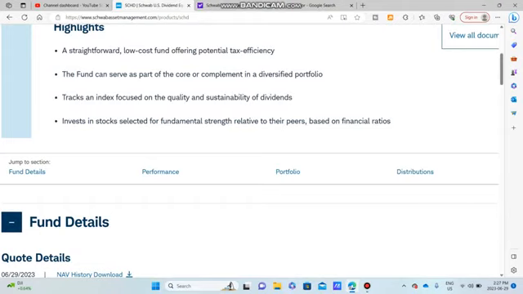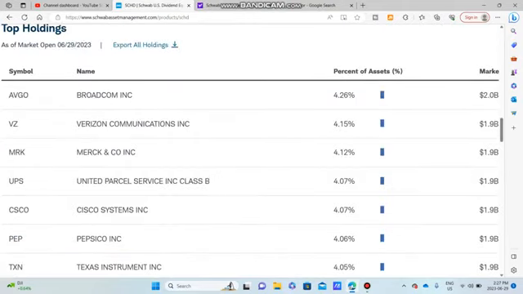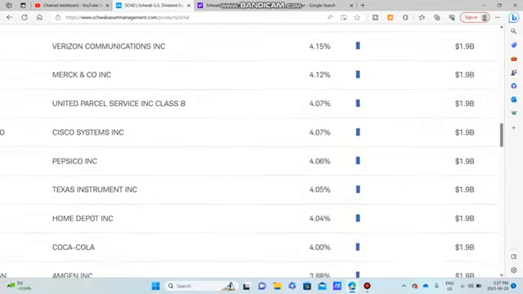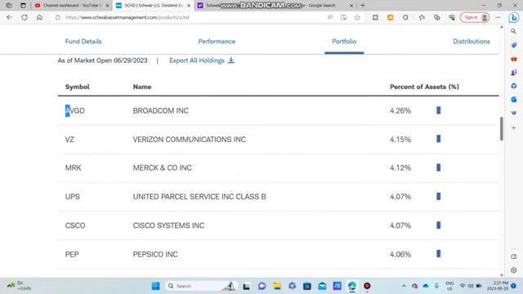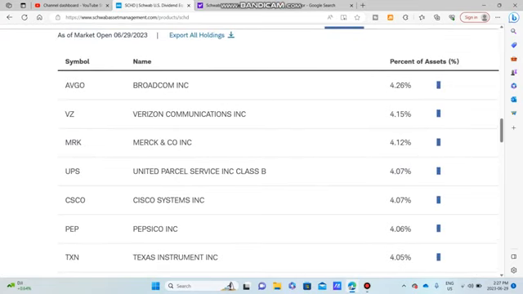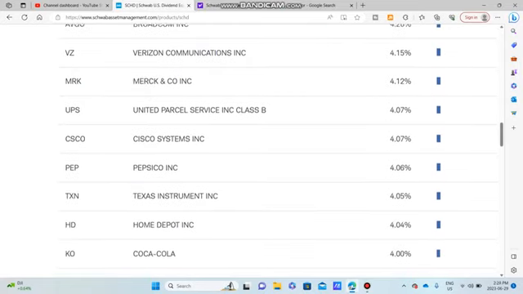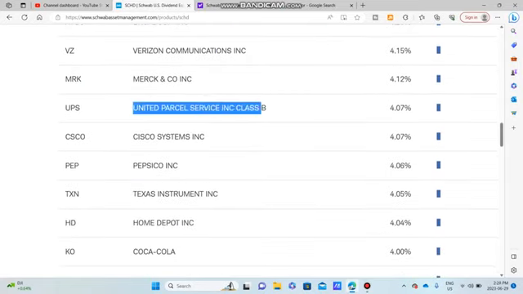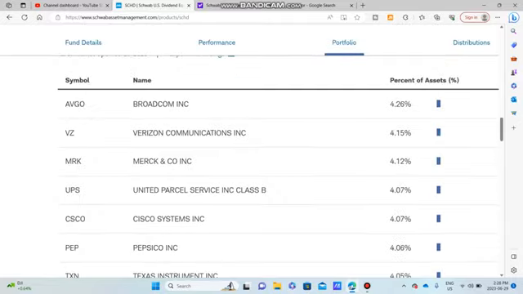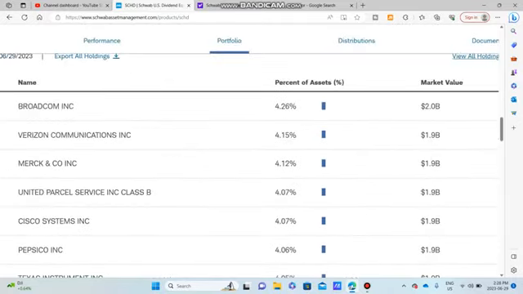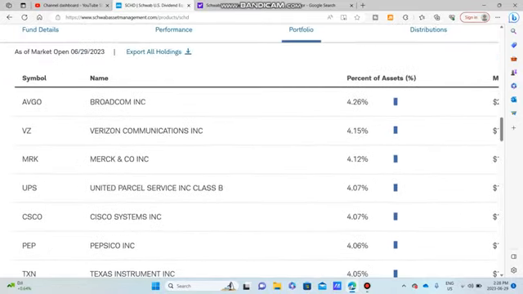And what exactly does SCHD hold? Let's dive into their portfolio. You have their percent of assets, meaning their weight. Their top holdings are Broadcom, Verizon, Merck. If I'm saying that wrong, put it in the comments below. Then UPS, and a whole bunch of amazing other companies like PepsiCo, Home Depot, and Coca-Cola. These are high-class dividend stocks that have been paying out dividends for a very long time, and they have a steady growth history.